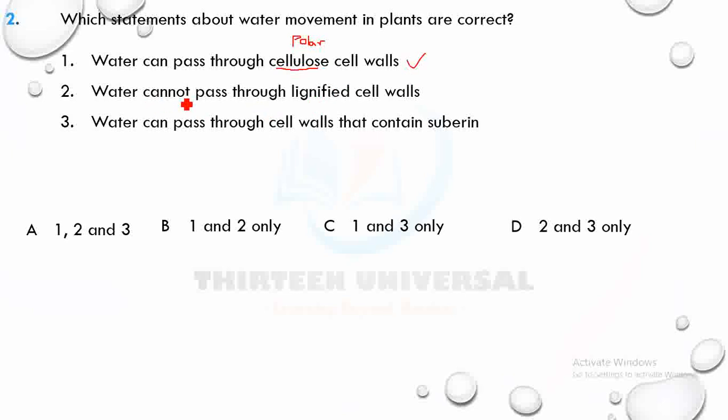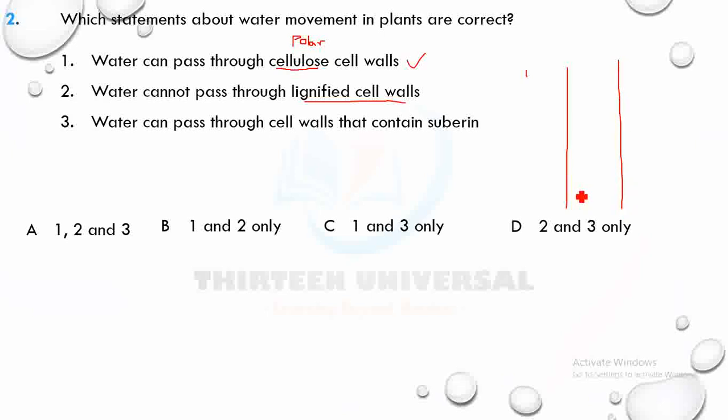Statement two says water can pass through lignified cell wall. Now, lignin is waterproof, so a lignified cell wall is waterproof. One of the reasons why cell walls are lignified is to ensure that water does not leak out of the xylem walls. So water cannot pass through.